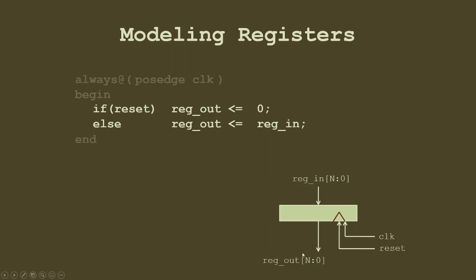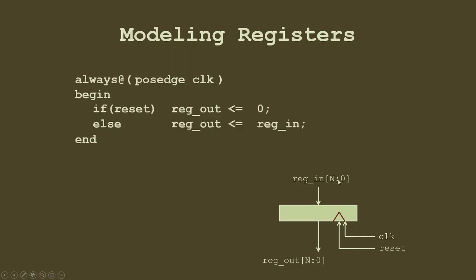So if I want to make a register with these names, then I'm saying that if there is a reset signal, then reg out should be 0. So that output should be 0. Otherwise, register should have the value of whatever the value is here. So on every rising edge of clock, this reg out will either be 0 if reset is asserted, or it will take the value at the input.